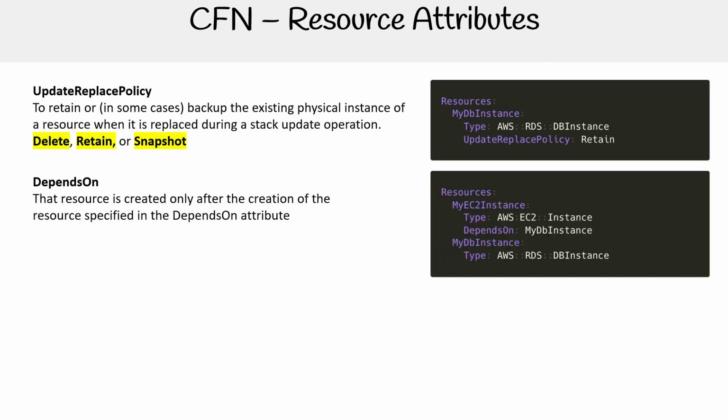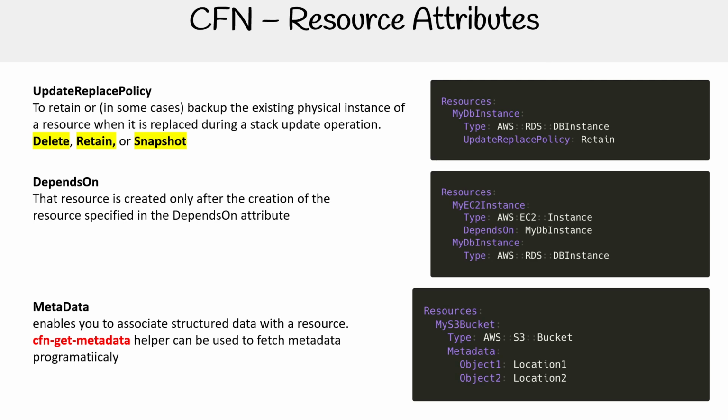We have depends on. So this is when you want to say which resource depends on the other, because sometimes certain resources have to be created before the other ones, or the CloudFormation stack will fail. CloudFormation is pretty smart about figuring out the order, but not always. And sometimes you will have to specify them, or you can force the order if you want them to be in a specific order.